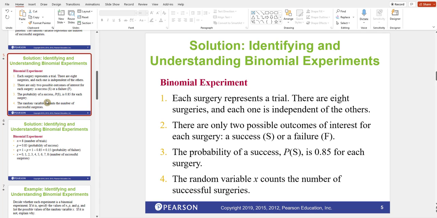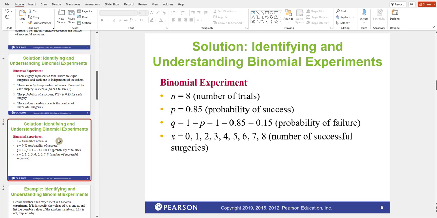There are only 2 possible outcomes: either the surgery is successful or it's not. The probability of success is 0.85, and that's going to be for each trial because each trial is independent. And then the random variable X counts the number of successful surgeries. So in this case, the number of trials will be 8 because there are 8 surgeries. The probability of success is 0.85. The probability of failure will be 1 minus 0.85, which is 0.15.